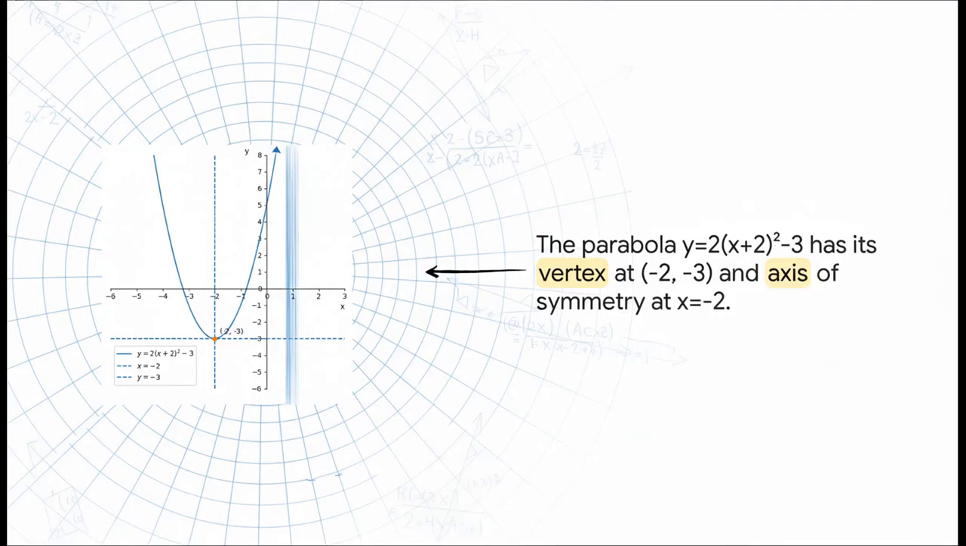Let's look at one more just to make sure it sticks. For the equation y equals 2(x + 2) squared minus 3, we can immediately spot the vertex. Now remember, the form is (x minus m). So to get x plus 2, our m must be -2. And n is clearly -3. So bam, the vertex is right there at (-2, -3). And that vertical line passing through it, that's our new axis of symmetry at x equals -2. It's all right there in the equation.